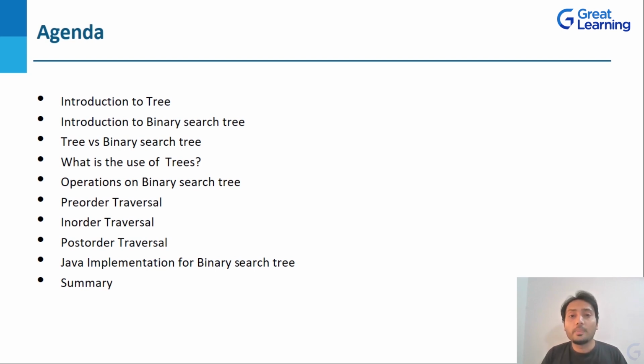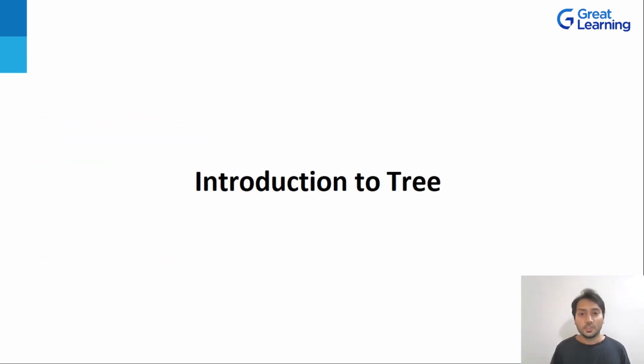Then few operations on binary search tree. So what are the different types of operations which you can perform? And then the traversals, that is the pre-order, in-order and the post-order traversal. And then finally we'll get our hands dirty and implement the Java code for the binary search tree. And then we'll end up our discussion on this particular course. Let's get started then. Let's begin with introduction to tree.